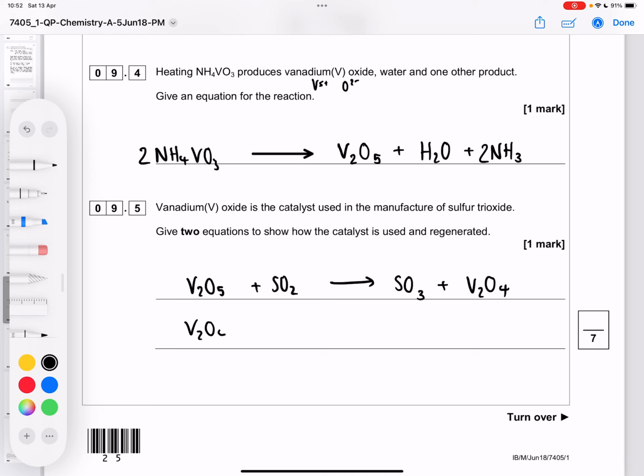The vanadium 4+ is then re-oxidized using oxygen to make back the V2O5, and we just need to balance that equation with a half.